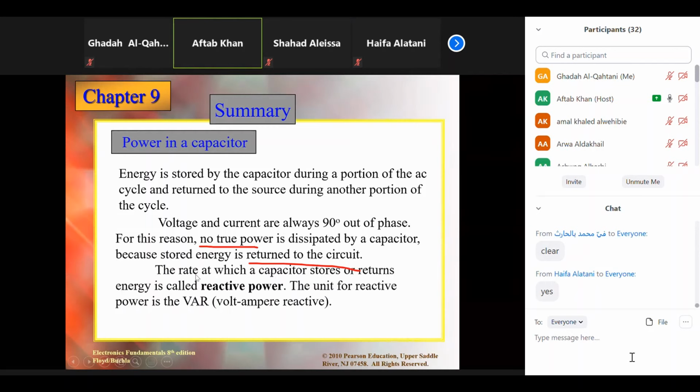The rate at which the capacitor stores or returns energy is called reactive power. The unit for reactive power is VAR. Which power does the capacitor store? It is called reactive power. The rate at which a capacitor stores or returns the energy is called reactive power. The unit of reactive power is VAR. This is also asked, important. Volt ampere reactive. And how do we calculate this one?